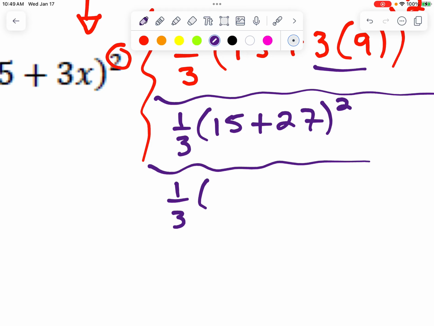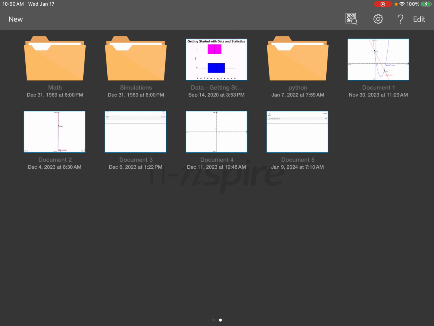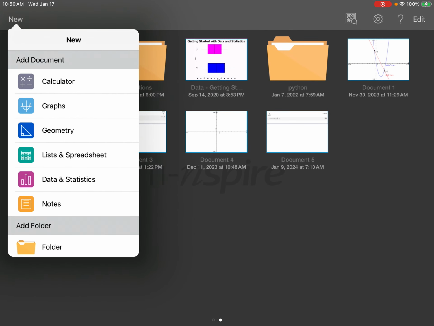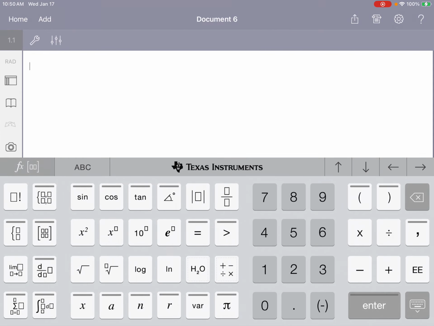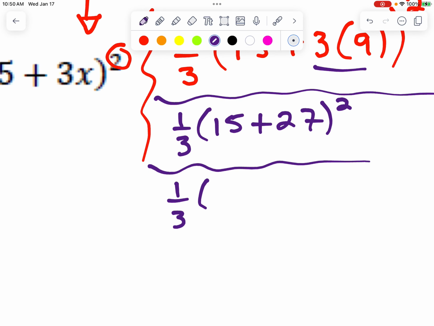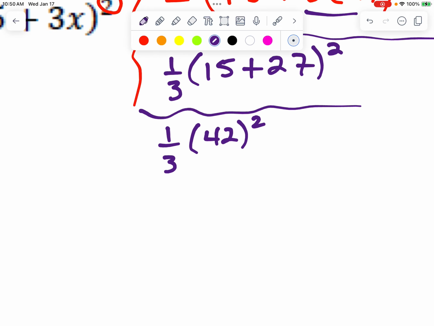Now you can get a basic calculator, so you can always go here. If you can't do 15 plus 27 in your head, you go on your calculator: 15 plus 27 is 42. So then you go 42 to the second power. So we're doing old school PEMDAS. We're not doing reverse PEMDAS, it's old school. So we're done with parentheses.